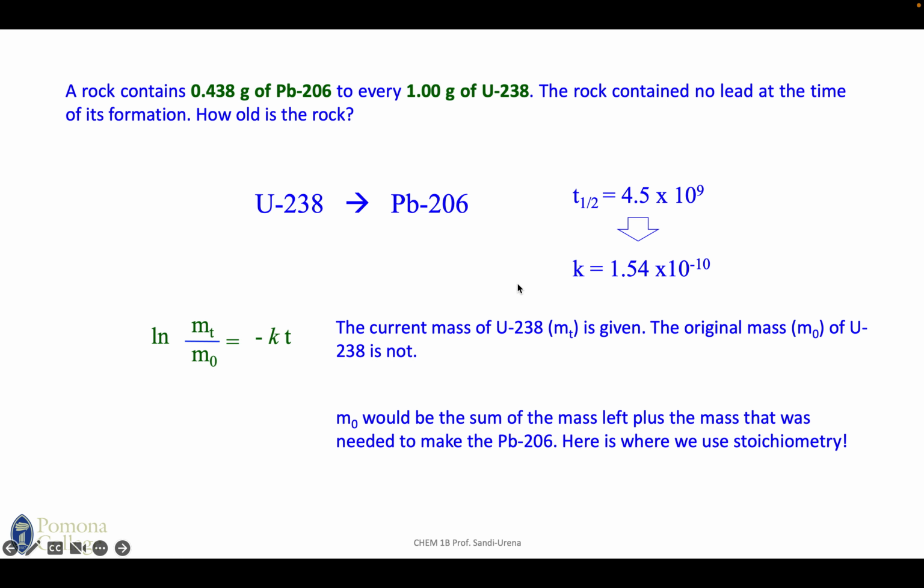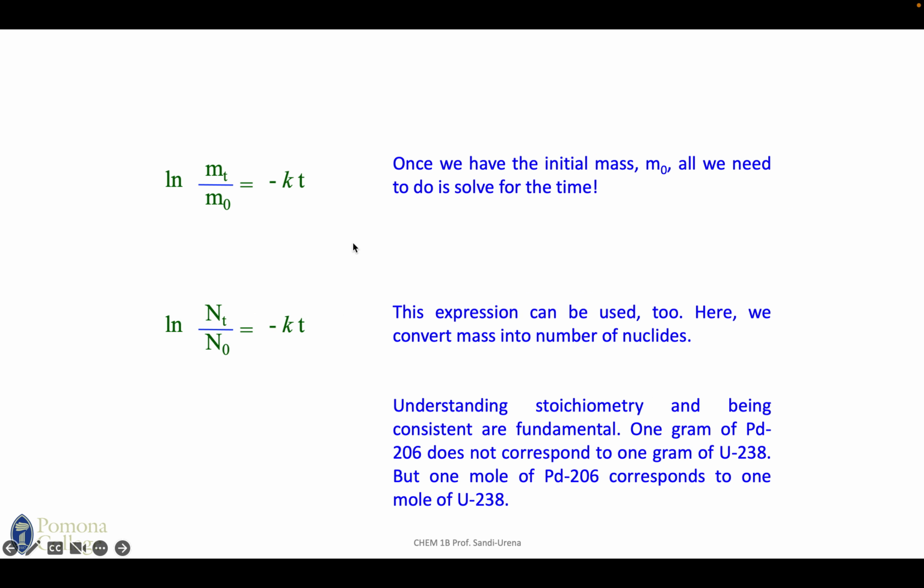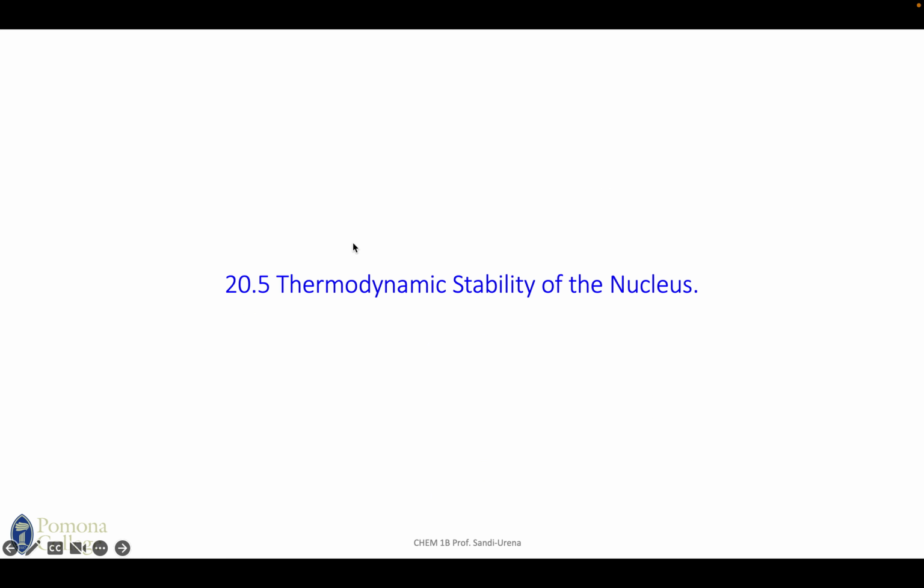And this is a solved problem. For your practice. And next video, we're going to talk about thermodynamic stability of the nucleus.